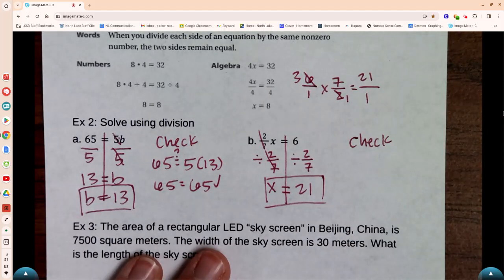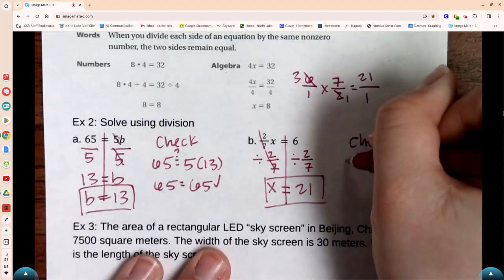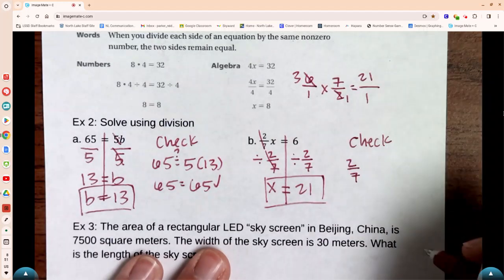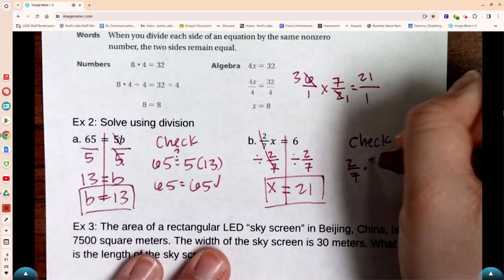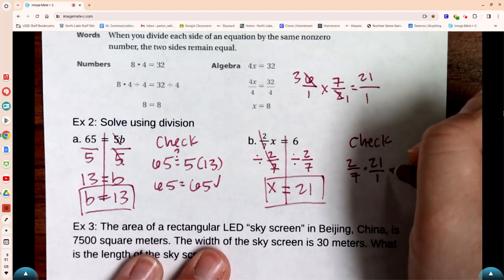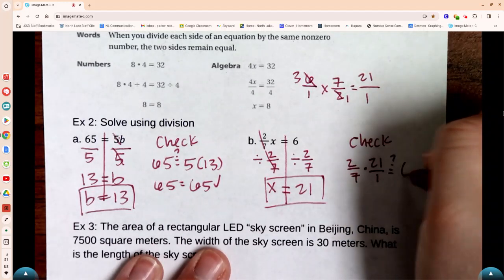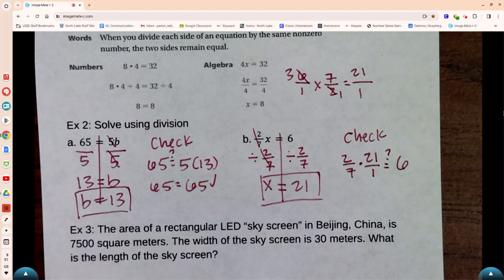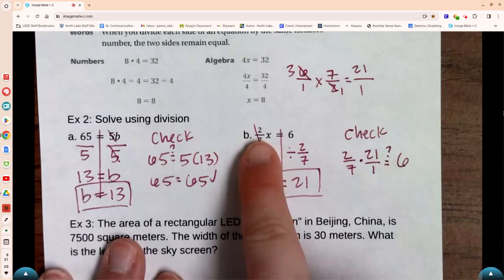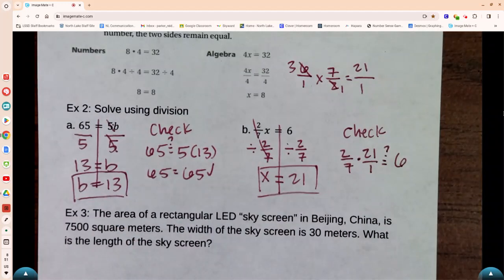So when I check it, I'm going to write down the equation, 2/7x, but where there's an x, I'm going to put my answer, which was 21. And I'm going to write it as 21/1. Does that equal 6? And notice that I put a times symbol in between because when that is touching the x, it means they're multiplied.